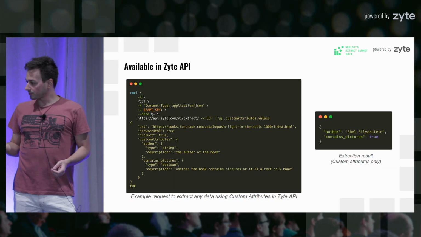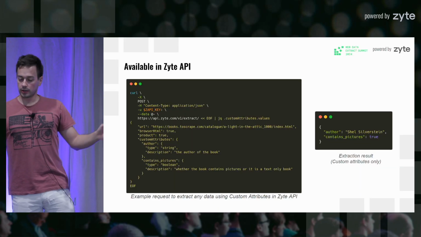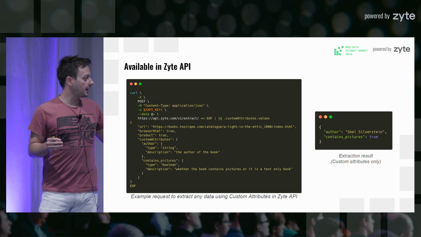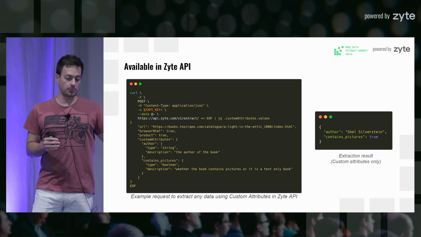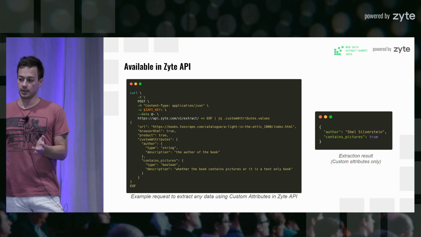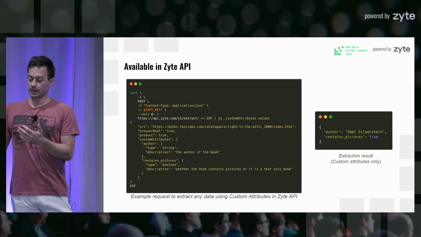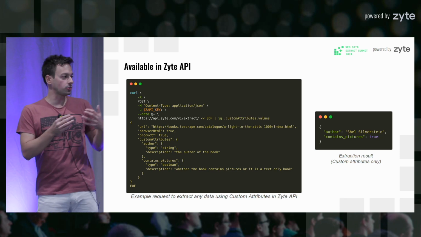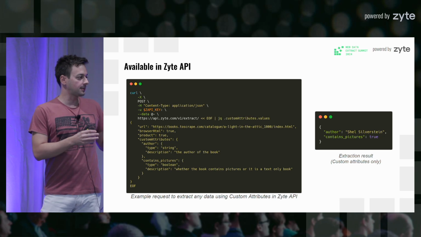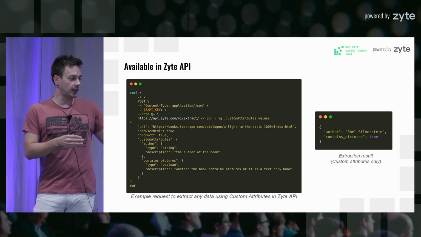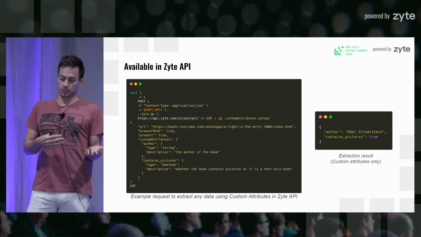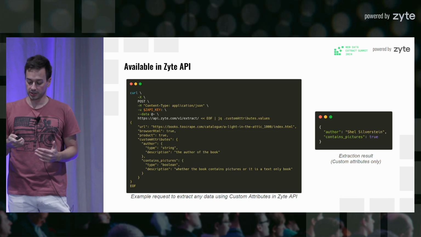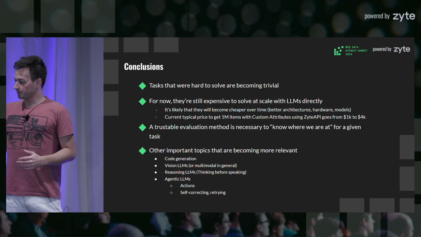And all of this work made it possible to put into Zyte API the custom attributes extraction, which is basically you indicate in Zyte API, with natural language and just with a JSON schema, that you want to extract this data, and that is enough to tell the underlying LLM that you want to do this extraction, and the LLM will be looking at the text of the page, and it will perform the extraction following that schema.